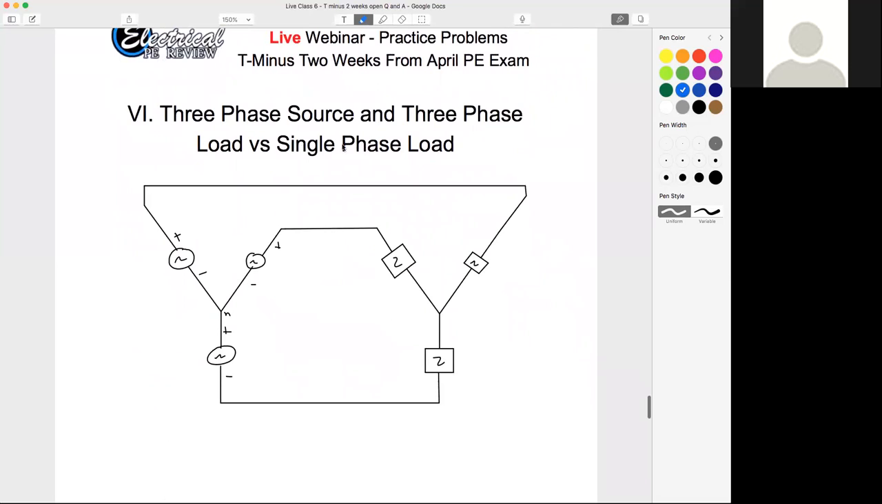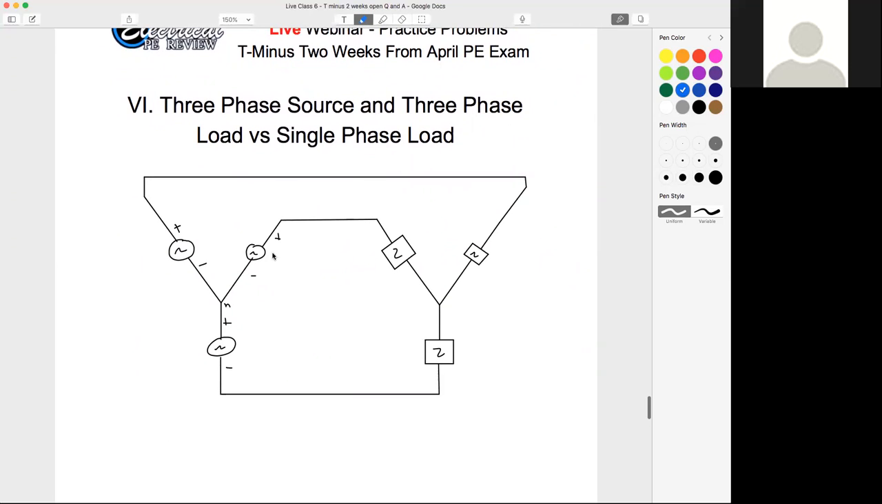All right, 3-phase source, 3-phase load versus single-phase load. So I drew this really quick while we were getting ready. It's not the best, but I think it illustrates the point. Now, this is a 3-phase load. Here's my 3-phase source. We're going to say the whole system's balanced and positive sequence just to make this easy.